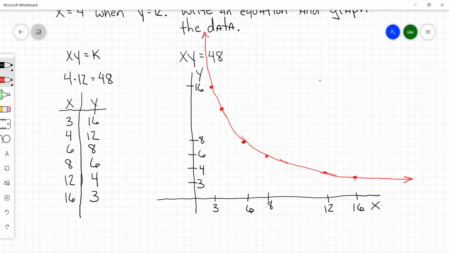Can you all handle that? Write an equation. Or look at the data, determine if it's inverse, direct, or neither. Write an equation. Sketch a graph.